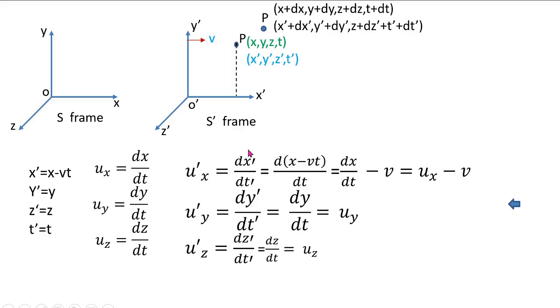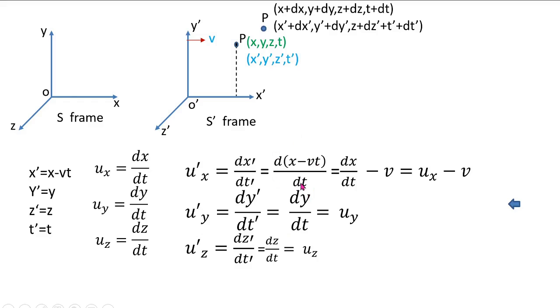That ux dash is equal to dx dash by dt dash, uy dash is equal to dy dash by dt dash, uz dash is equal to dz dash by dt dash. But as per the Galilean transformation equations, x dash is equal to x minus vt, and t dash is equal to t. y dash is equal to y, t dash is equal to t, z dash is equal to z, t dash is equal to t.